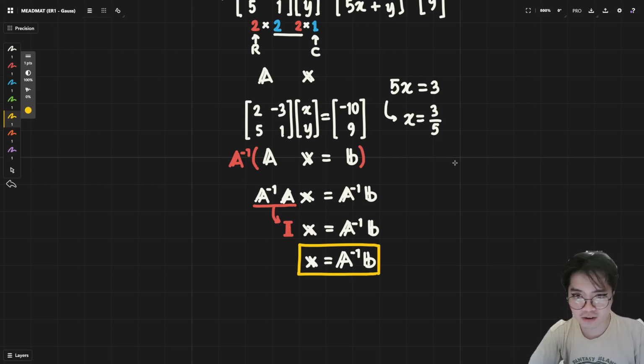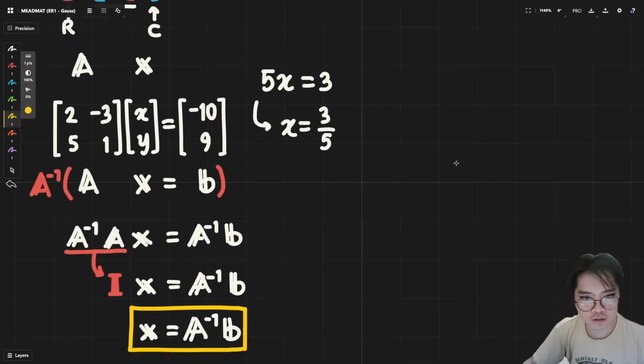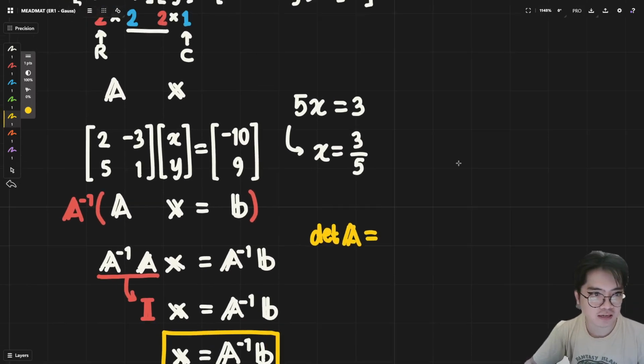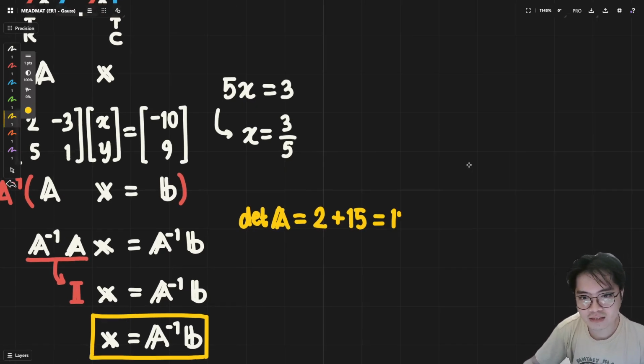And so honestly, we can already start by doing this. Let's just try and find our inverse of A. First, that requires us to find the determinant of A, which in this case is 2 times 1 is 2, 5 times 3 is 15. So negative 15, rather. Oh, sorry, there's a negative in here, so plus 15. We're going to have that 17 again. Okay, so the determinant for this is 17.